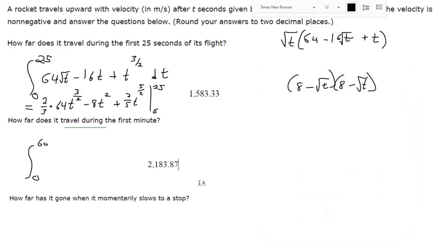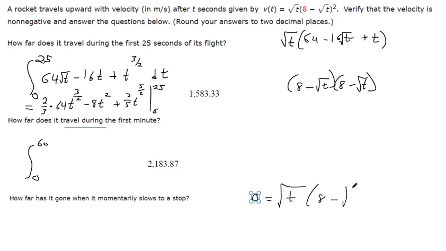I was wondering if they meant the total distance traveled during the first minute. That would mean the distance it went backwards plus the distance it went forward. So we'd have to analyze that function a bit. Last part, how far is it gone when it momentarily slows to a stop? If it's slowing to a stop, that means the velocity is 0. So you can plug in 0 in here and solve for all the values of t that would make that be true. There's 2, I think, right?